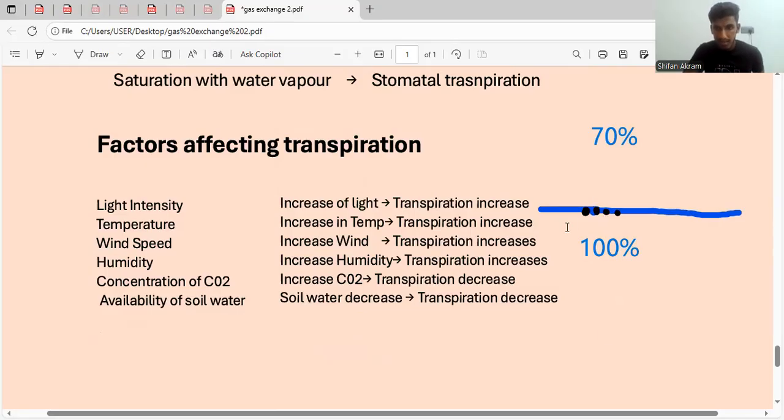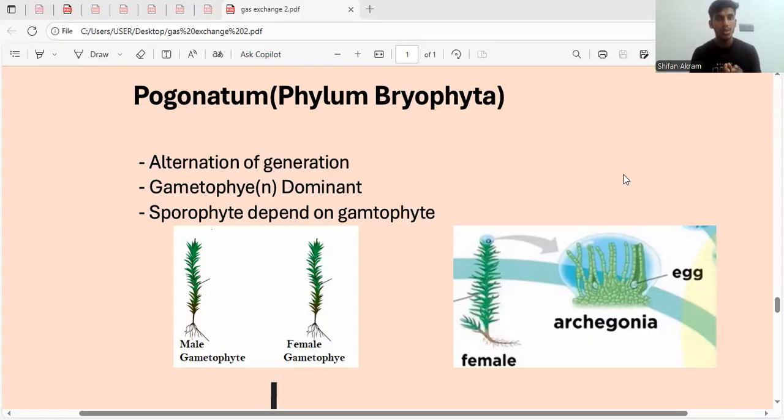So let's go through that. Okay, guys, now let us go through the life cycle of Pogonatum, which belongs to phylum Bryophyta. Now, when we take phylum Bryophyta, we know they are non-vascular plants. And in non-vascular plants, they don't have an extensive vascular system, which means they don't have xylem vessels or phloem vessels. Now, when it comes specifically to Pogonatum, they have alternation of generations, just like other plants' life cycles.